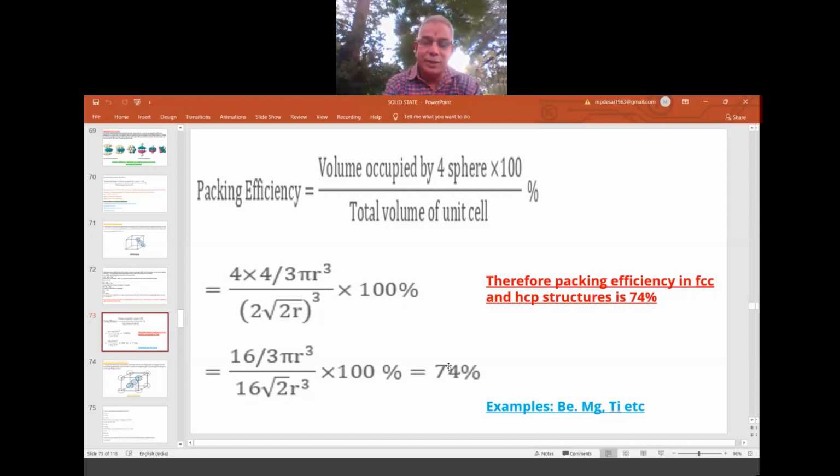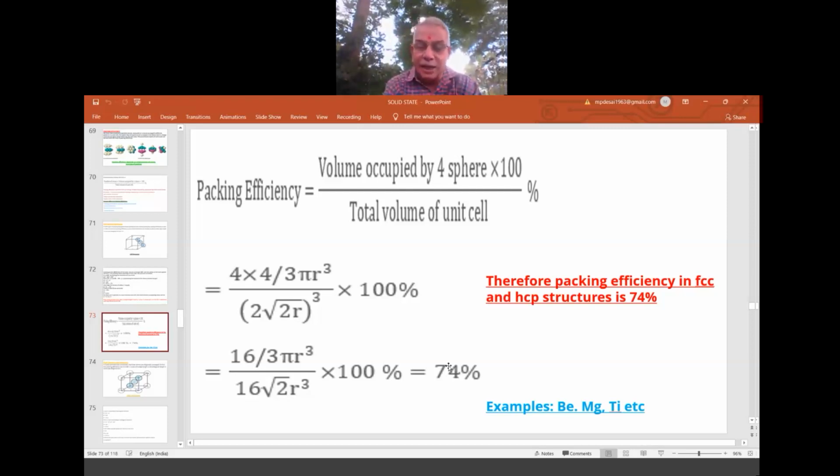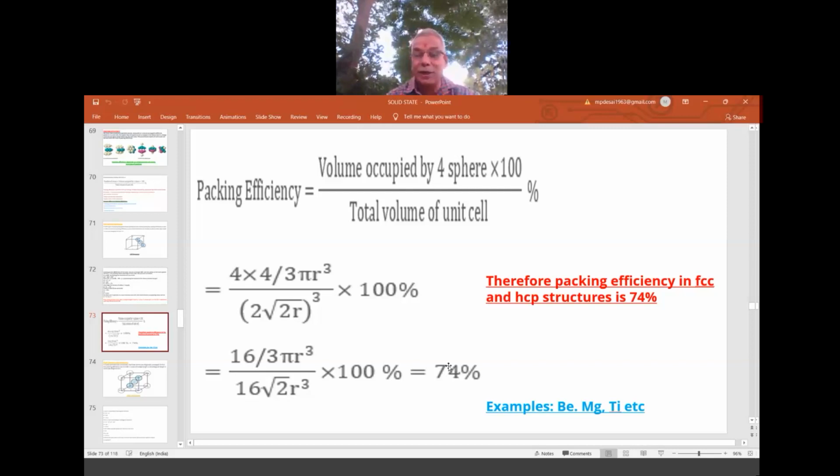So what is the packing fraction or the packing efficiency or the packing percentage in the CCP or the FCC? It is 74%. So what are the examples here? It is beryllium atom, magnesium atom, or all the metallic crystals will have this type of packing. Okay. So in this way, we will calculate the packing efficiency.